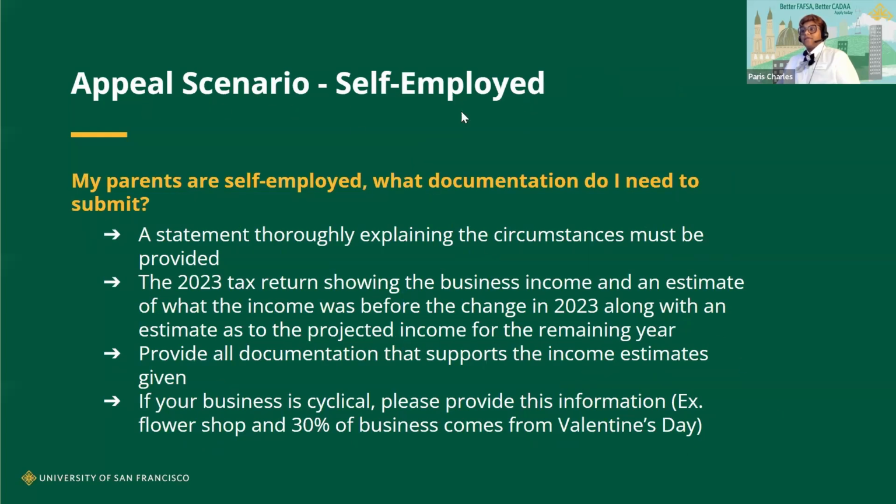If a parent is self-employed, so my parents are self-employed, what documentation do I need to submit? They need to submit a statement fully explaining their circumstances or the situation with their self-employment, the 2023 tax return showing the business income and an estimate of what the income was before the change in 2023, along with an estimate of projected income for the remaining year. So we need to know the past income, the 2023 income, and an estimate of what it will be for the coming year. Provide all documentation that supports the income estimates given.